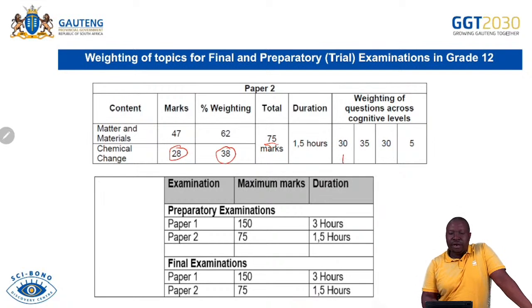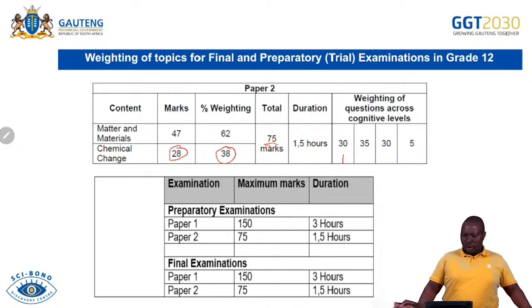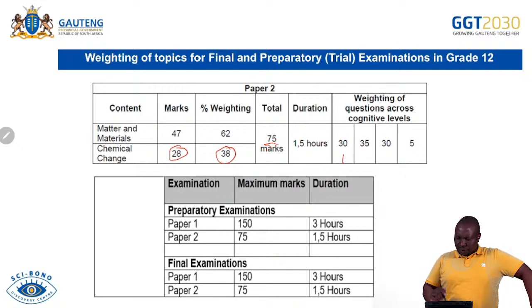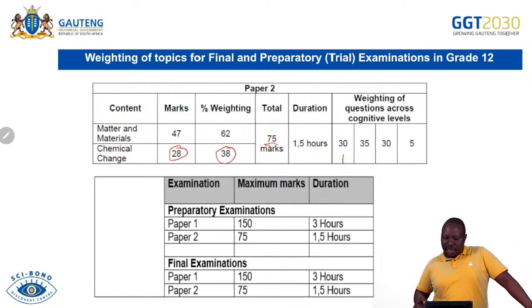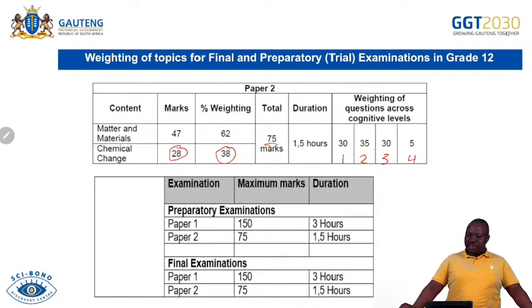Level 1, which is recall questions like definitions, we have 30%. Level 2, we have 35%. Level 3, we have 30%. And level 4, we have 5%. So you can see those are the levels of difficulty for the paper.